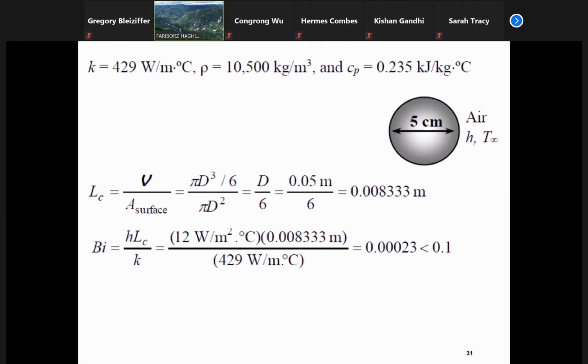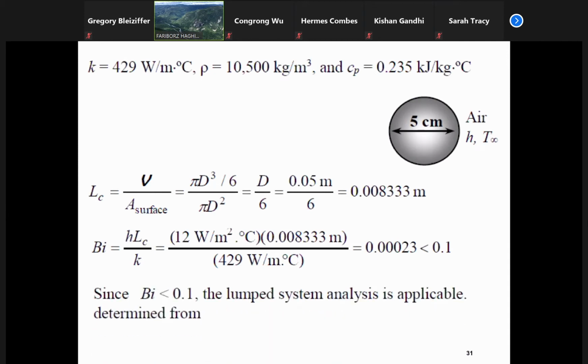Therefore, we don't need to go through those graphs and so on, and we can use that equation that we had, e to the power of minus b t, okay? Physically, it means the temperature everywhere is the same. The temperature at the surface is the same as the temperature at the center. That's the meaning of it. Therefore, we go back and use that equation. Since the Biot number is less than 0.1, the lumped system analysis is applicable. It means the temperature at the surface and at the center are the same because we can ignore the internal resistance to conduction.